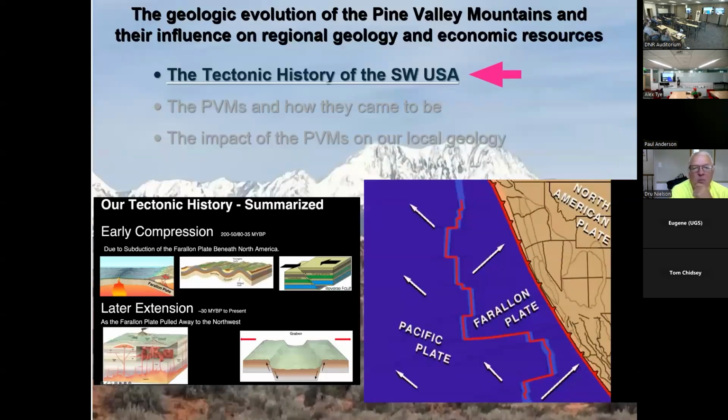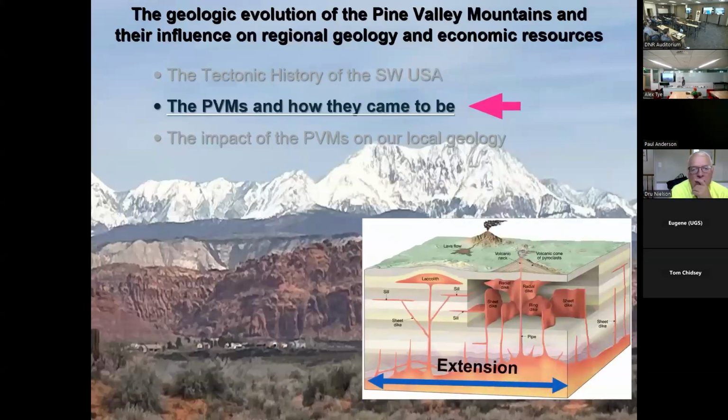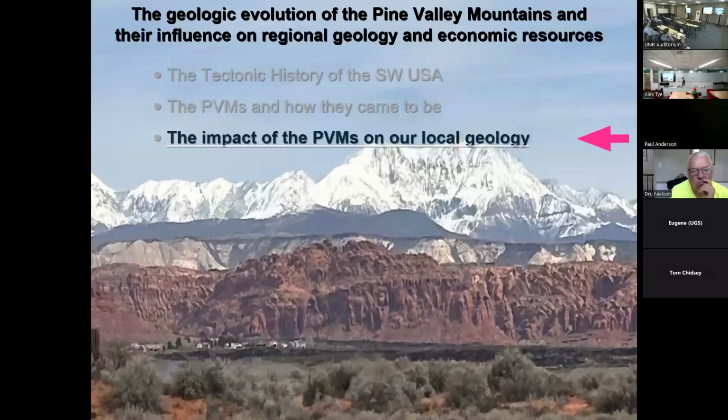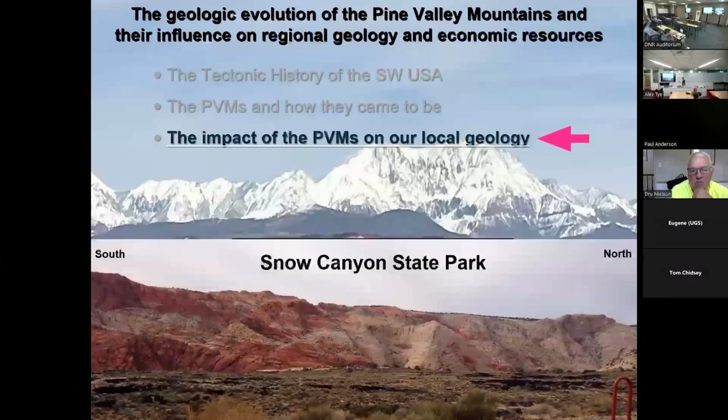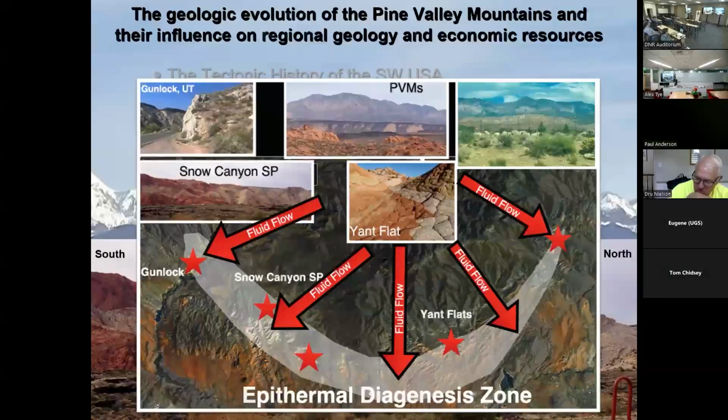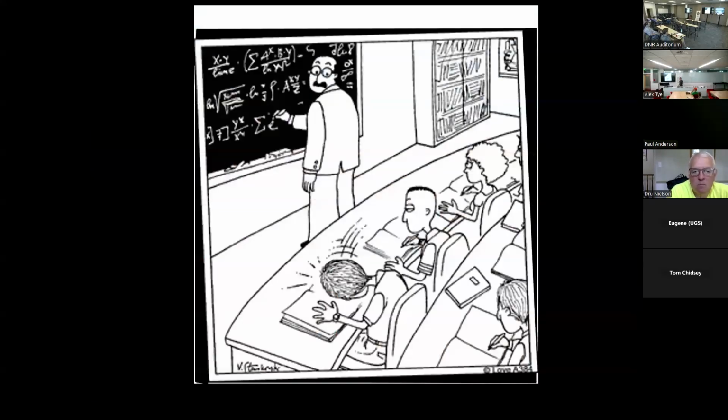So we looked at the tectonic history. We looked at the PVMs, why they might have been placed at that stratigraphic level. And we looked at silver in Leeds and the diagenesis across the area due to what I think is hydrothermal fluids migrating through the Navajo. And with that, I will stop and say, fini.